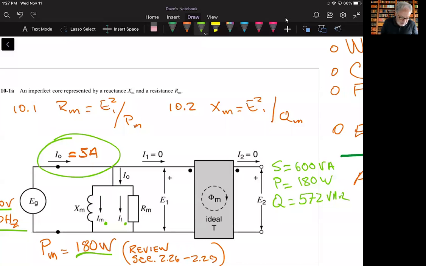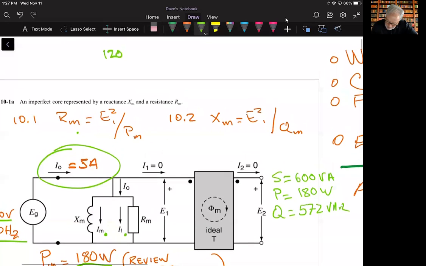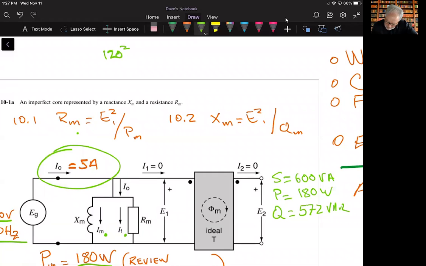In part B, he's asking us what the impedance corresponding to the iron losses is and what the magnetizing reactance is. Well, we have this for the iron losses. So I put in 120 squared, and that's divided by 180. This is going to come out to be 120 squared divided by 180, which is 80 ohms for the iron losses.